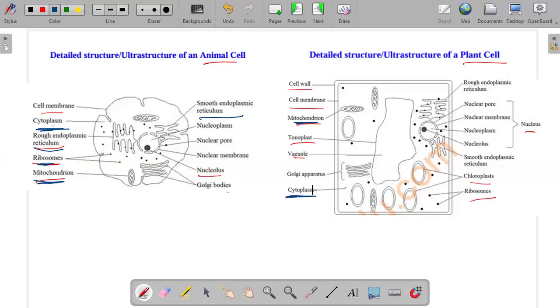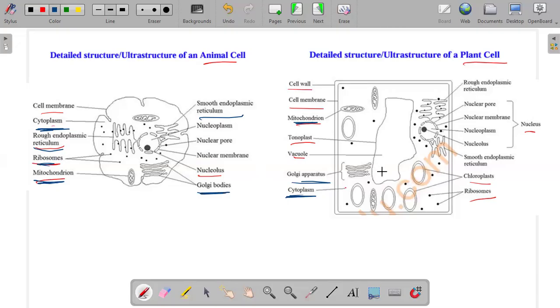Okay, we move on to the next structure. The next structure is the Golgi bodies, or collectively, the Golgi apparatus. These carry proteins such as enzymes from the site of synthesis, from where they were made, to the site of reaction, to where they are going to be used. This is the function of the Golgi apparatus, or the Golgi bodies.